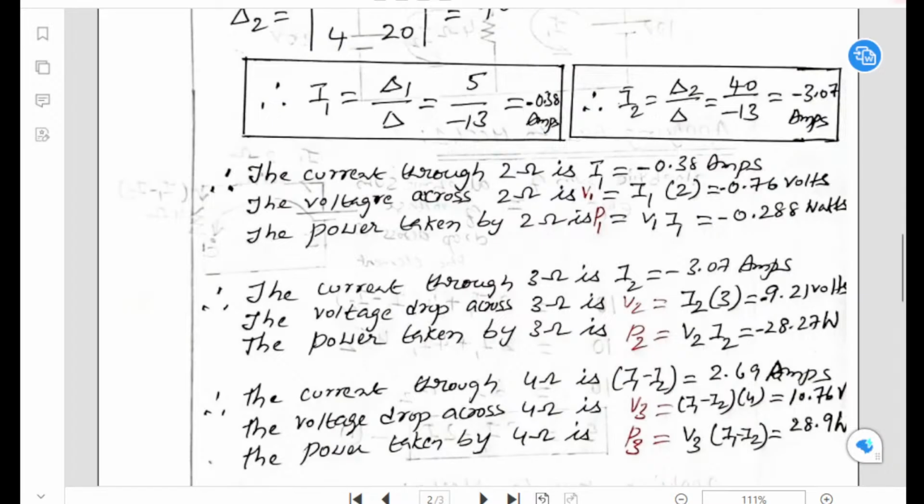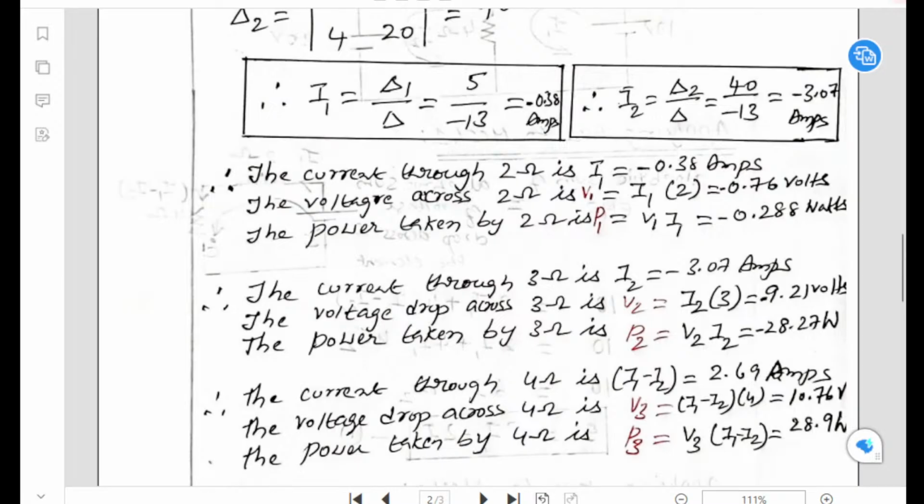After that, the last one: current through each branch. How many branches are there? 1, 2, 3. So this is current I1, this is current I2, this is I3, the currents through the branches. Why have I taken them all away from the junction, why not towards it? This is a question mark. I told you before, current always flows from higher potential to lower potential.